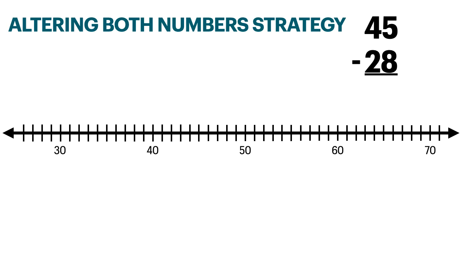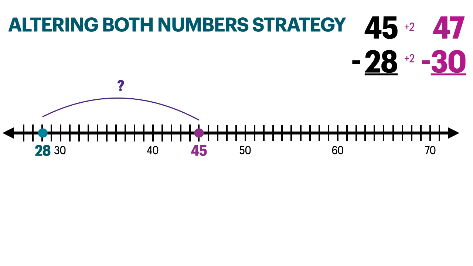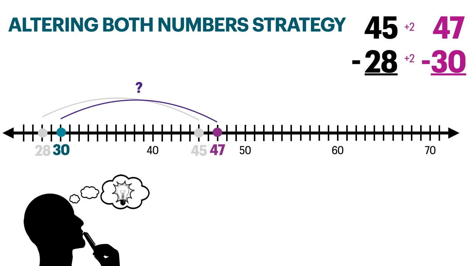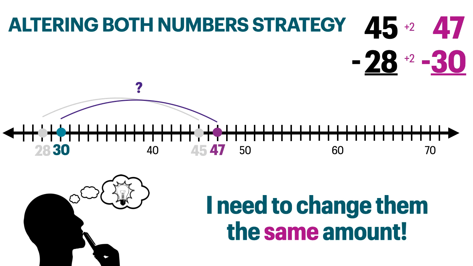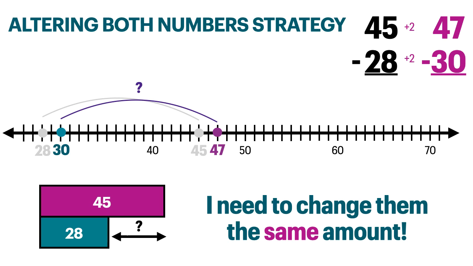If I look at this problem on a number line, I could plot 45 and 28 and count the difference between them. Now, if I add 2 to both numbers, that would just shift my problem up the number line, and that difference between them stays the same. I could actually add or subtract any amount to my numbers, and that difference wouldn't change. I just need to remember to change them the same amount. I can also see this with a bar model. If I add the same amount to the ends of both bars, my difference doesn't change.